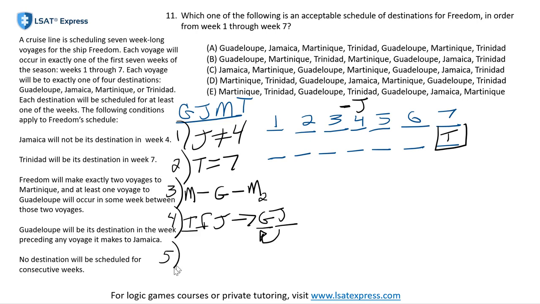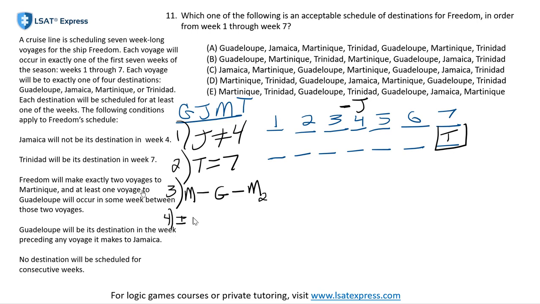And finally, Rule 5. No destination scheduled for consecutive weeks. So why don't we do this? How about slot, put a box around it. I could cross it off. I could write the word no. You can't have 2 G's next to each other. You can't have 2 T's next to each other. So that's step 1. And just to give myself a little more room, let me erase this and rewrite it.